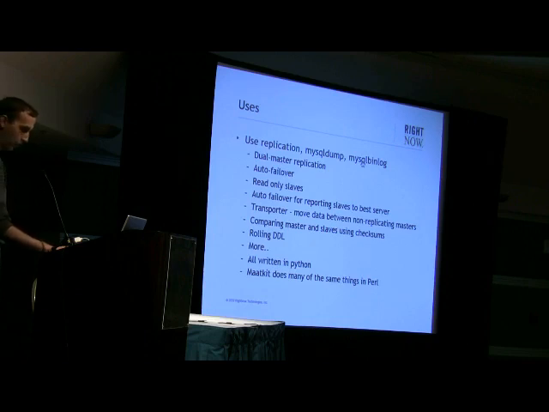We auto failover for reporting to the best server, and I can go into details on some of this a little later. We have a tool called Transporter that we can move between different masters that aren't replicating to each other. We compare master and slaves using checksums. We have rolling DDL, which a lot of other talks have talked about how they do that. All of our tools are written in Python.